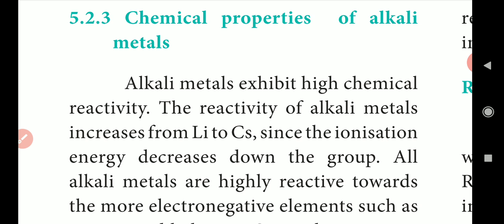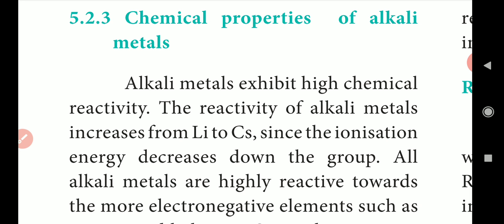In the last class we discussed what the alkali metals are, what the alkaline earth metals are, and their physical properties. Today we will discuss the important chemical properties of the alkali metals.